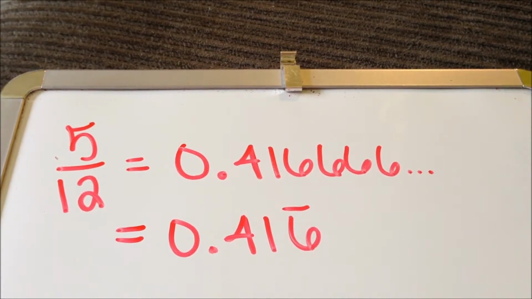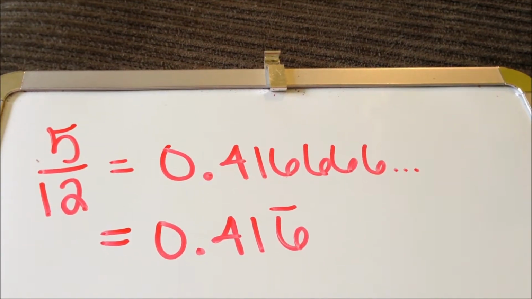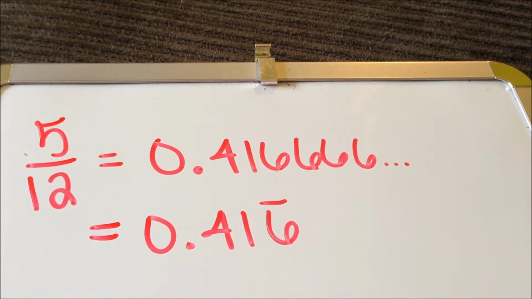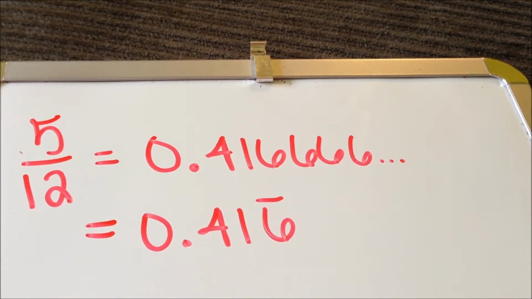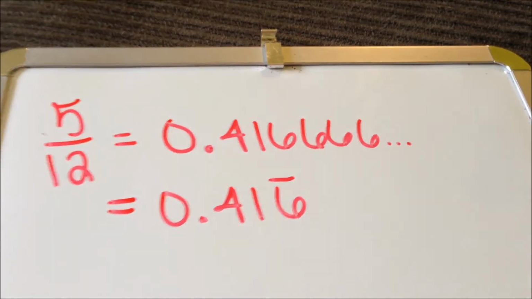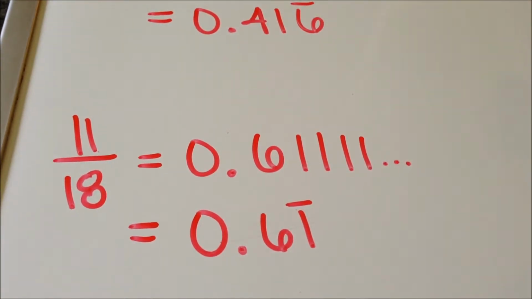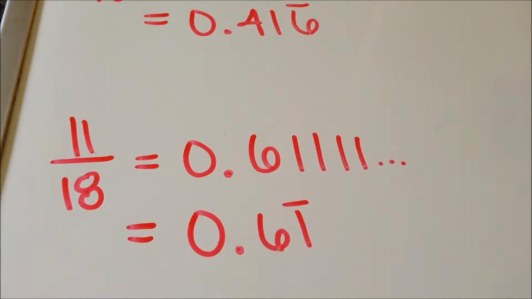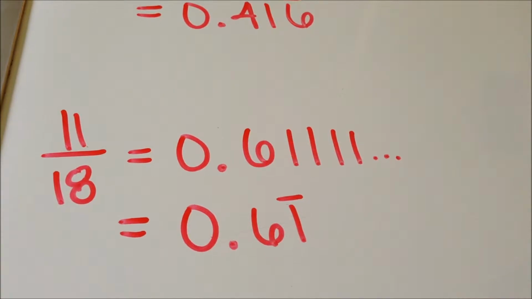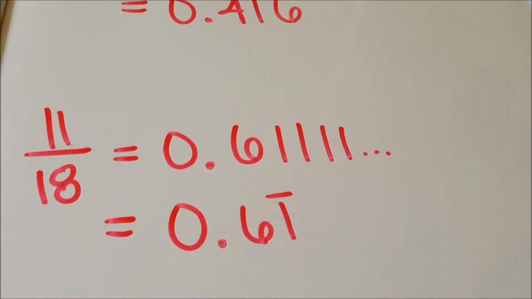Let's convert 5/12 into a decimal. If you type 5 divided by 12 into your calculator, you'll get 0.416666 repeating. Your final answer would be written as 0.416, where a repetend bar is over the 6 only, not the 4 and the 1. Only the 6 repeats. Let's try 11/18. If you type 11 divided by 18 into your calculator, you'll get 0.61111, etc. Your final answer would be written as 0.61, where a repetend bar is over the 1 only. Only the 1 is repeating.